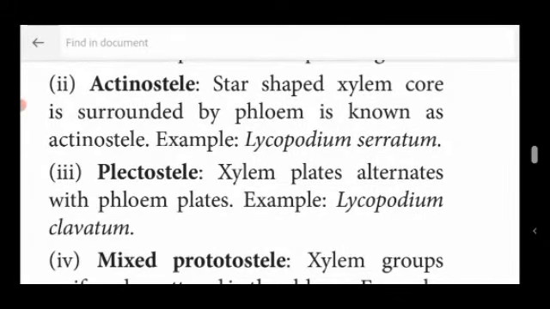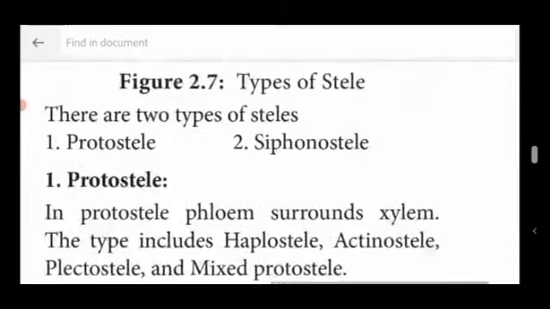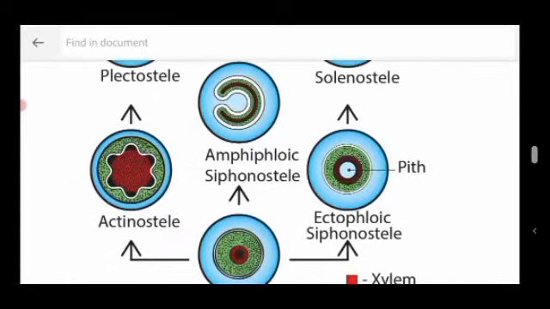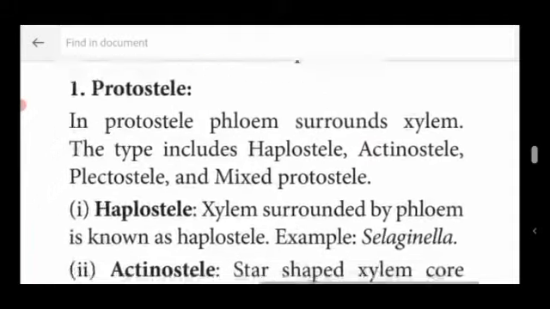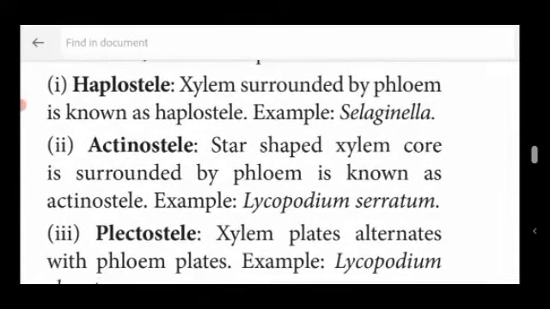In actinostele, the star-shaped xylem core is surrounded by the phloem. The star-shaped xylem surrounded by the phloem is called an actinostele. An example for actinostele is Lycopodium serratum.